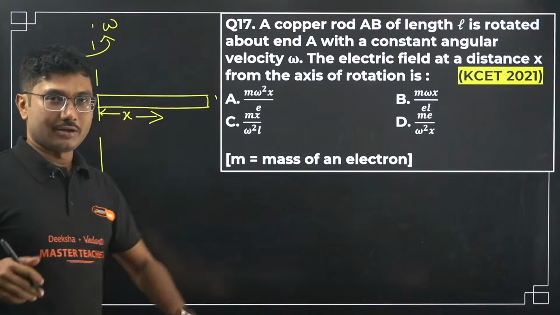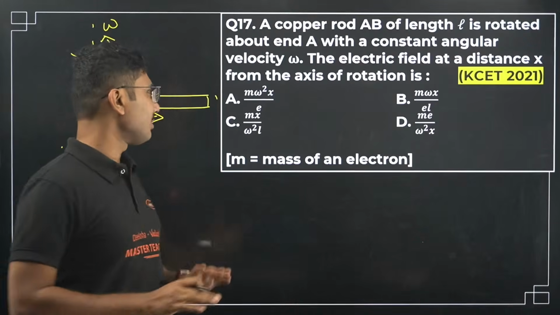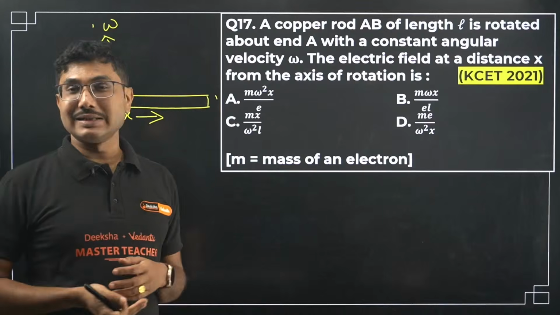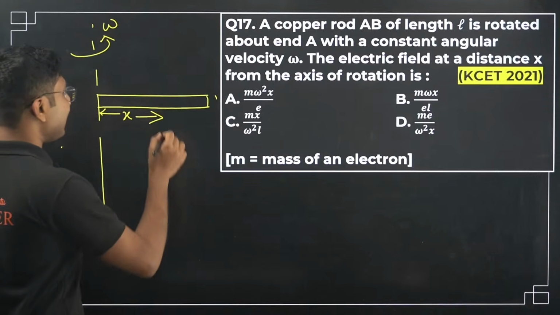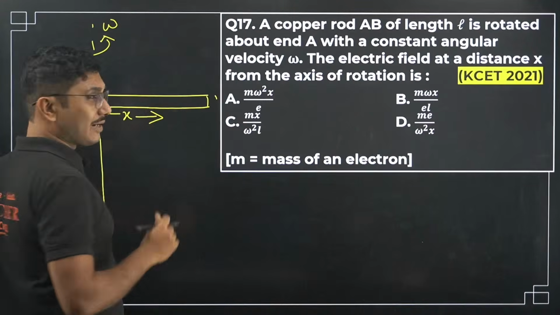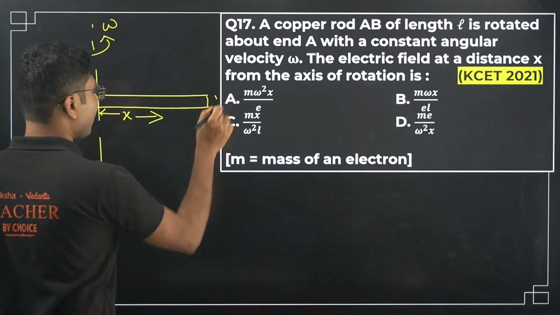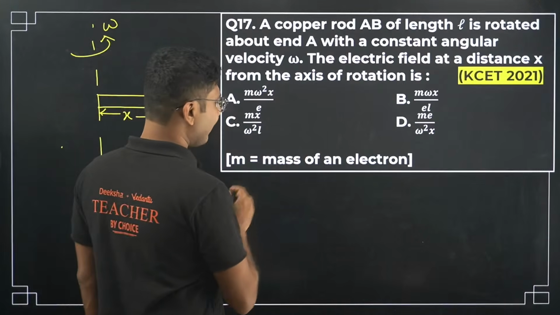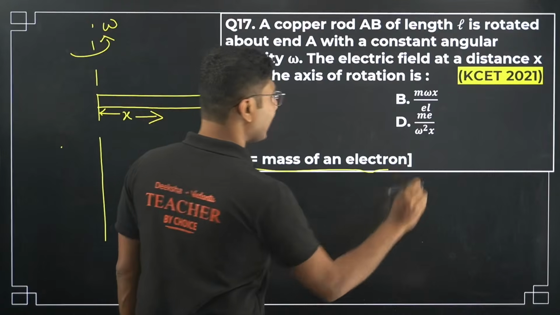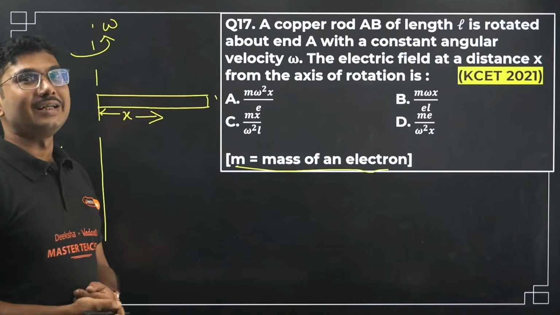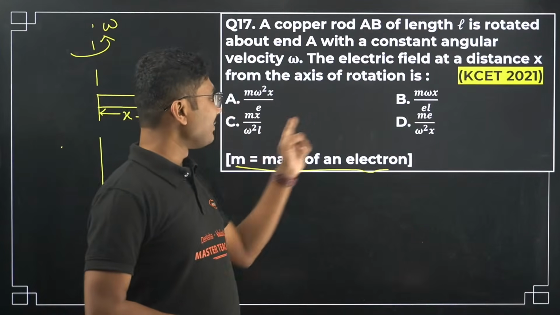This is not a difficult JEE level question, it is much easier. If you can consider an easy JEE level question, maybe this is one. So what is our target? We have to find the electric field inside the rod. Now there is one hint given in this question, the mass of electron, so something to do with the electron. Also in the expression some e is involved.